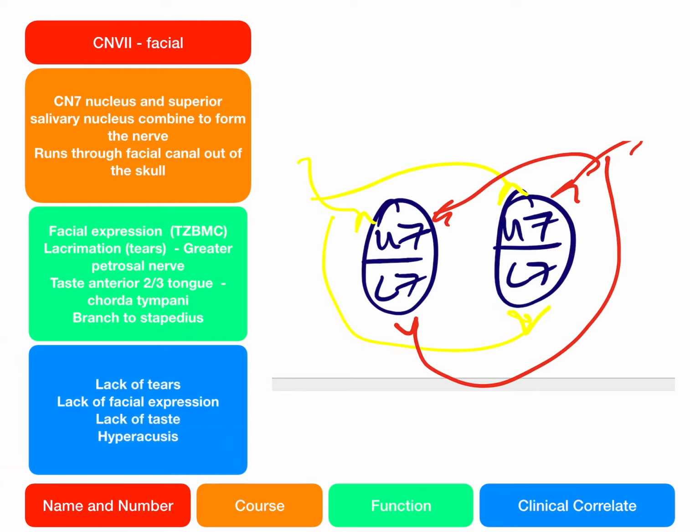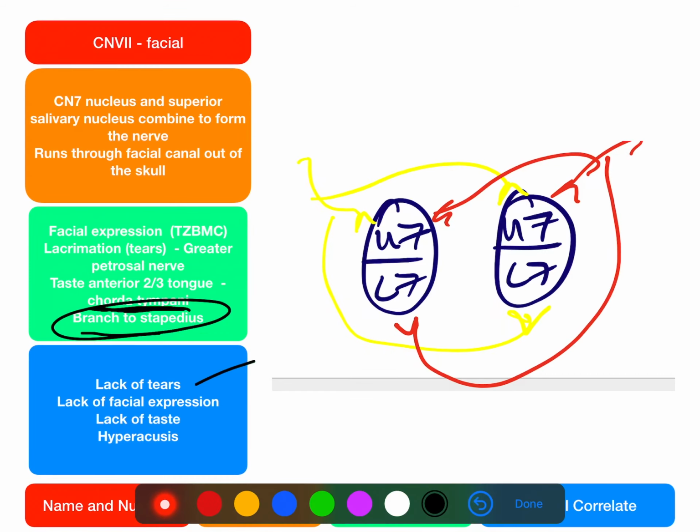So why am I going to town on this? Well, it's because this tells you the defects. If you understand the anatomy, you understand the defects. So you can't cry, lack of tears, right? Lack of facial expression. Lack of taste to the anterior 2/3 of the tongue, and hyperacusis, right?